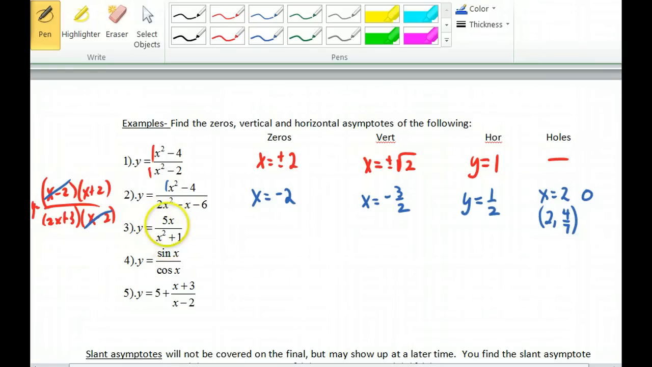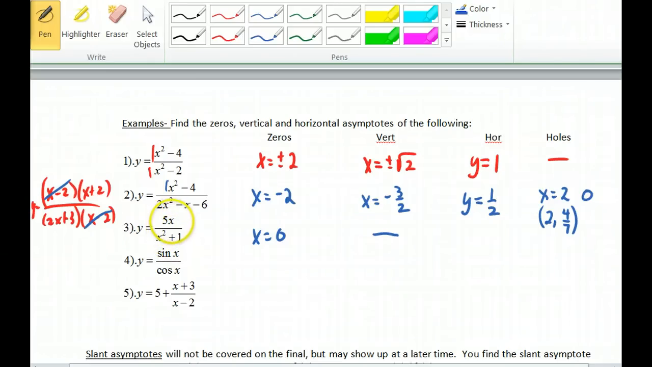Looking at this one, zeros. Oh, that's easy. Numerator gives me x equal to 0. Denominator, I don't see any value of x that makes that 0. Oh, we don't have any vertical asymptotes. That one's going to be interesting. Graph that on your calculator and see what it looks like. Highly recommended.